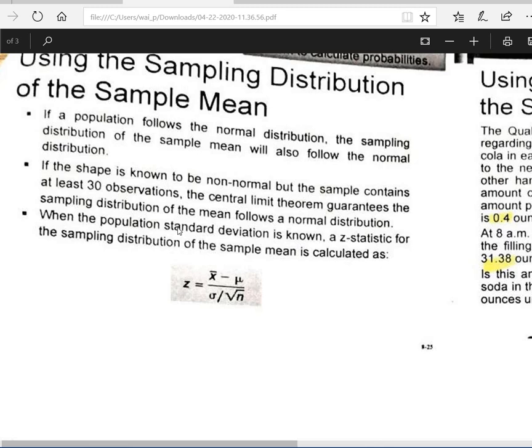When the population standard deviation is known, a z statistic for the sampling distribution of the sample mean is calculated by using this formula. Z is equal to the sample mean minus the population mean, divided by the population standard deviation divided by the square root of n.